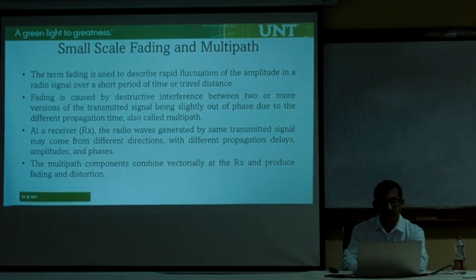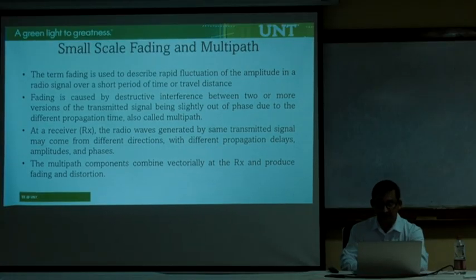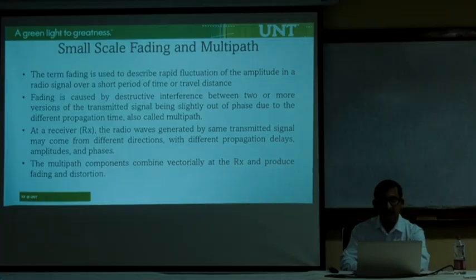So how is that? Look at the third bullet. At the receiver, radio waves generated by the same signal may come from different directions with different propagation delays, amplitudes and phases. This is called a multipath component. More specifically, we need to have an idea about how to account for, or model, the propagation delays. And there are very specific concepts that we will be learning.